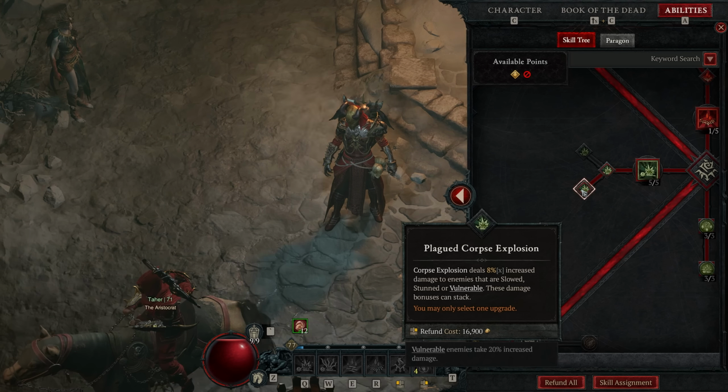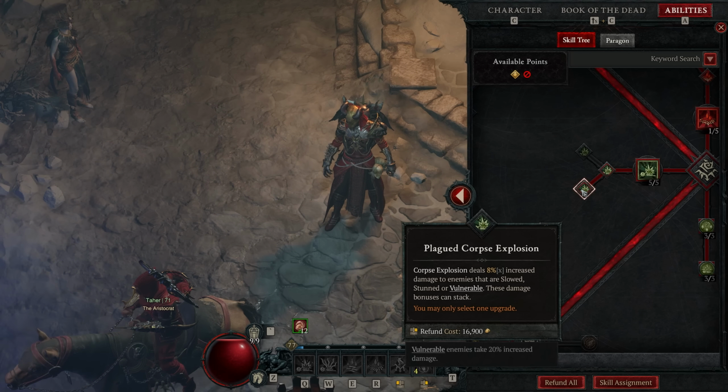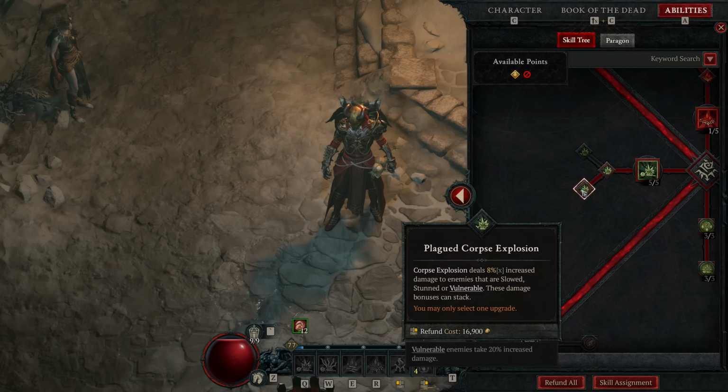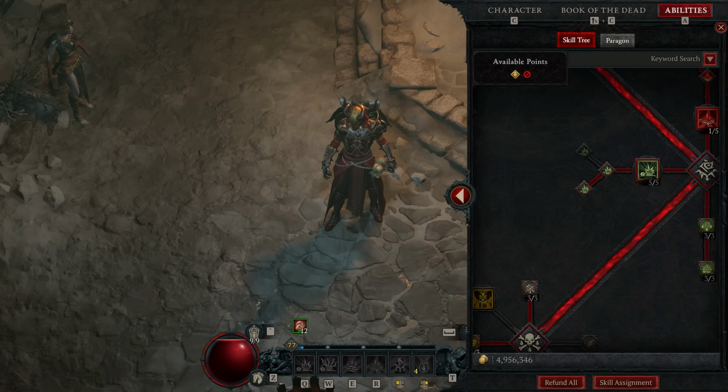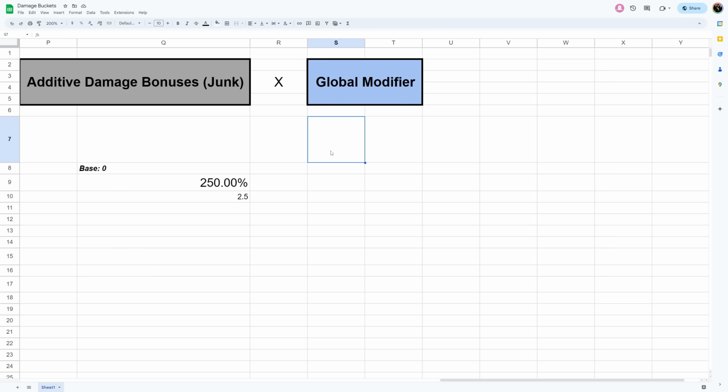Well, we already know there's a vulnerable damage bucket. We already know that there's an additive damage bonus in the junk bucket. Nope, this is a passive in your skill tree. It's in that global modifier. It doesn't get factored into those other buckets. So it's important to talk about it, but I don't want to go into it today because it's going to be so build and character dependent. But that is how your global modifier works.